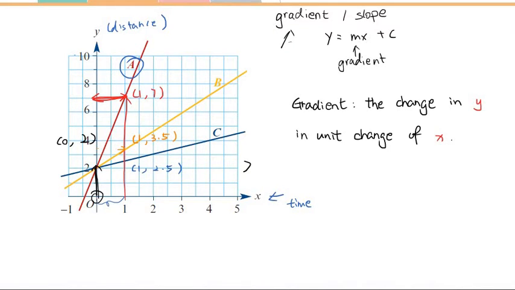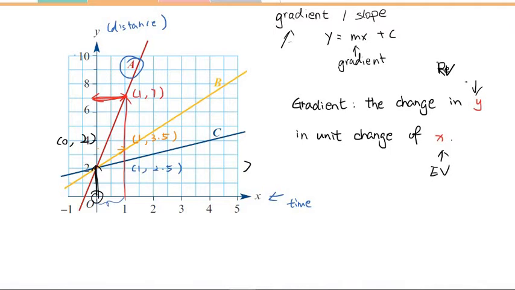Okay, the information I wrote over here is gradient is the change in y in unit change of x. Now I have written down my y and x in red because sometimes we don't have these two letters. They represent our response variable and explanatory variable. Response variable is our y category. I'll write down RV and then x is our explanatory variable. So that's going to be my EV.